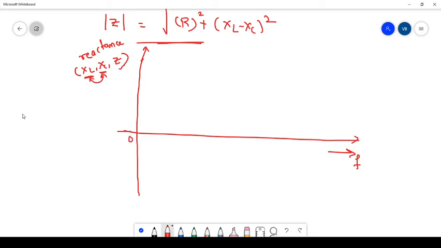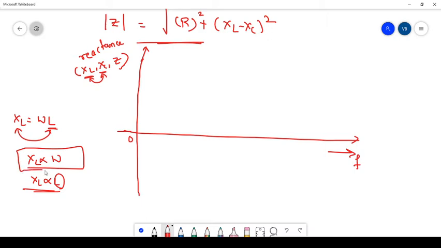First, observe XL. XL is omega L, which is directly proportional to frequency, and also directly proportional to the inductor value. The inductor is constant, and XL is directly proportional to omega. Whenever we have a directly proportional relation, the graph will be linear. Whenever frequency is 0, XL value is 0. If frequency increases, the XL value also increases like this. So let us take this graph as XL.